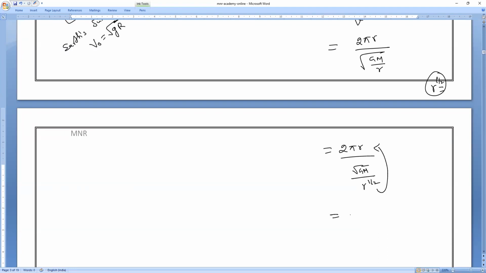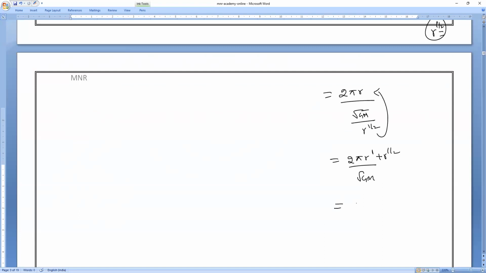So what will happen, everybody? Check it. 2 pi r divided by root over GM will become r power 1 plus r power 1 by 2, so it becomes 2 pi r power 3 by 2 divided by root over GM. That is what the time period formula becomes.